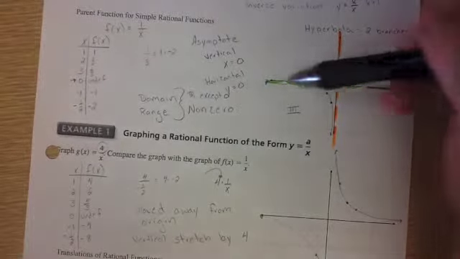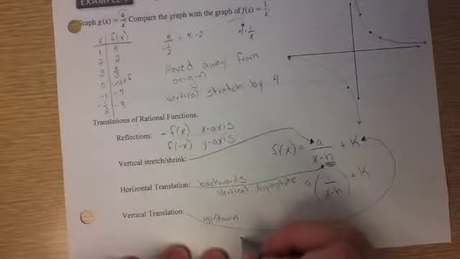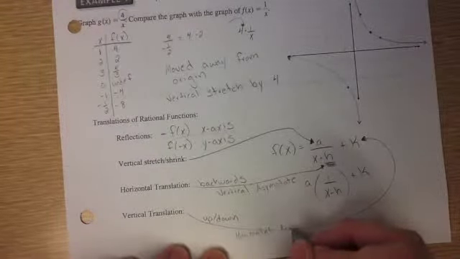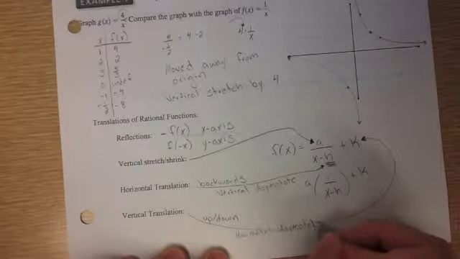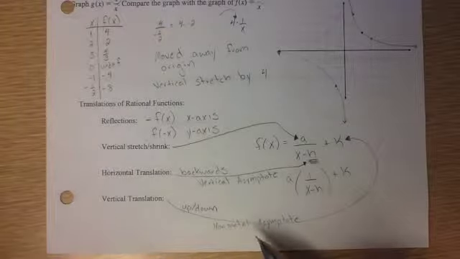Okay, but as I shift up and down, that's going to affect this horizontal asymptote. So as I shift up and down, my horizontal asymptote is going to move up and down. So that affects your horizontal asymptote. So when it comes to graphing these rational functions, I would first jot down how it shifts, and then from there graph your asymptotes first.